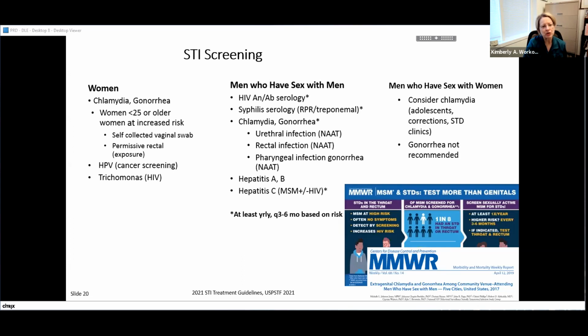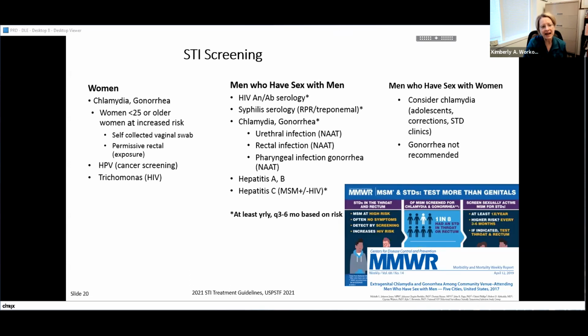HPV, which I'll share with you some important updates in terms of cancer screening, some nice tables that were created. And then with trichomonas, really the recommendation is for vaginal screening for asymptomatic women that have HIV infection.